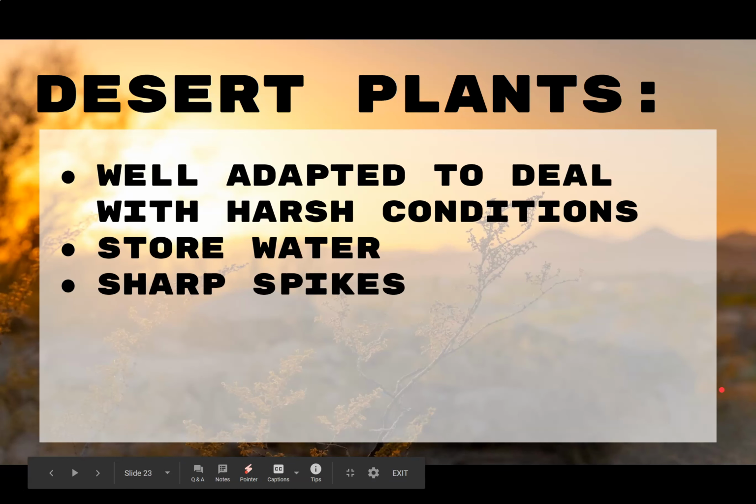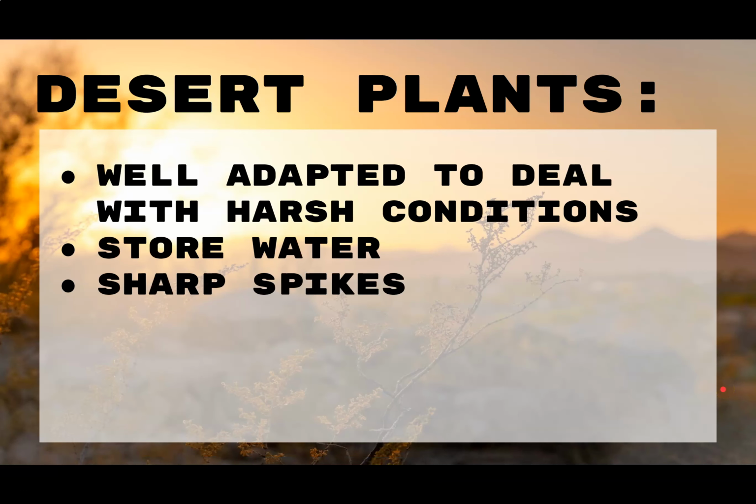So some plants are able to store water inside of themselves, like cacti. Some desert plants have sharp spikes. This serves two purposes. One, the sharp spikes help gather water from the atmosphere. Think of little dewdrops gathering on the tips of these spikes in the morning, and the spikes help to funnel that water towards the plant. But it also protects the plant from being eaten.